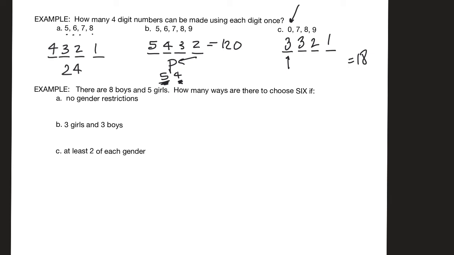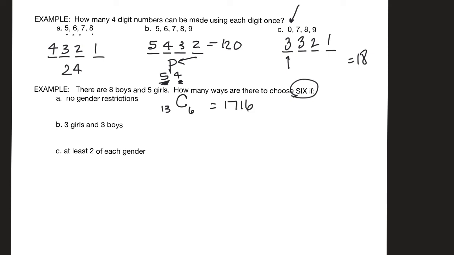So now, the very last example: there are 8 boys and 5 girls, and we're choosing 6. We're not arranging all of them. There are 13 people to pick from. We are choosing 6, and in a handy-dandy calculator, 1,716.